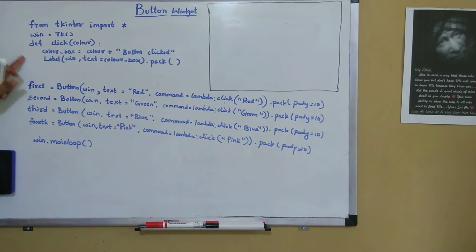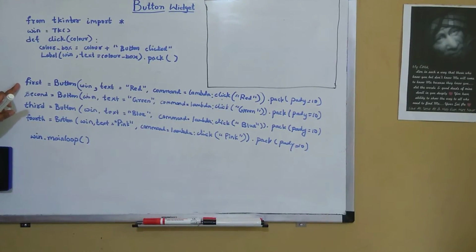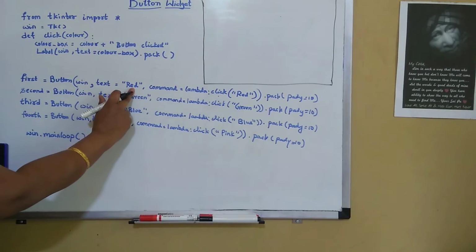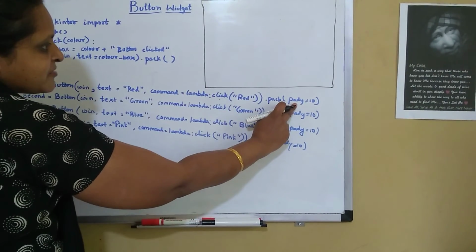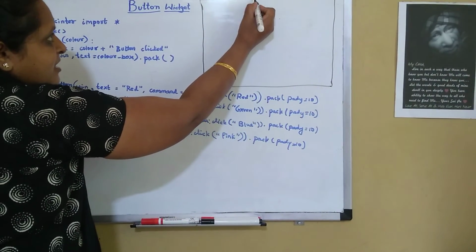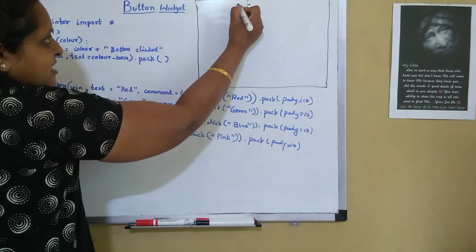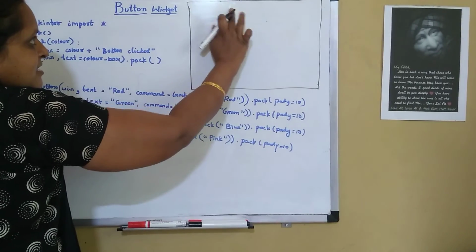This is the function definition. It does not get executed by itself. And first equal to button. So button text is red. It will create a button widget, and since I am giving pad y equal to 10, it will give a space of 10 pixels.